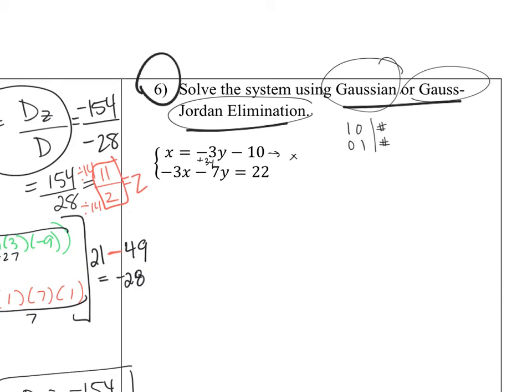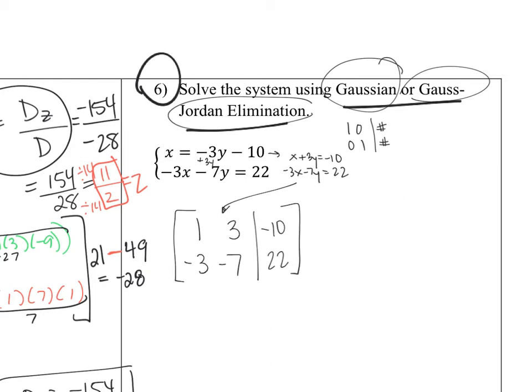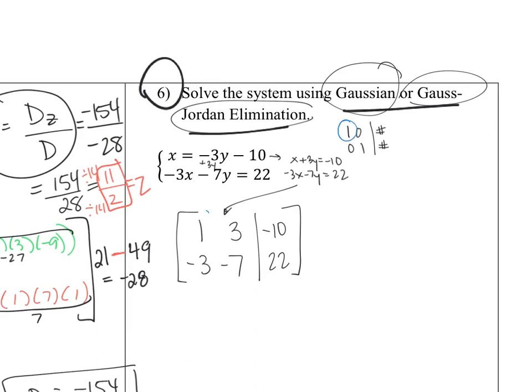If I add the 3y over, that's x plus 3y equals negative 10. And we have negative 3x minus 7y equals 22. So this augmented matrix for the system would be 1, 3, negative 7, negative 10, and positive 22. So there's our augmented matrix. And so, yay, we already have our first part of our goal, which is the 1. So now we need to turn this into a 0.